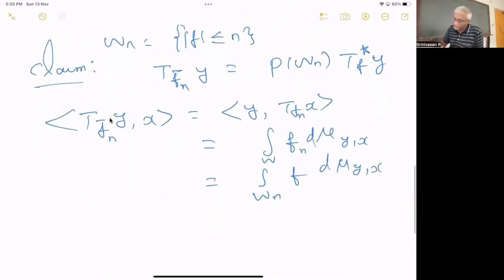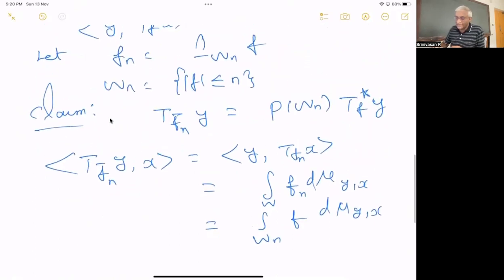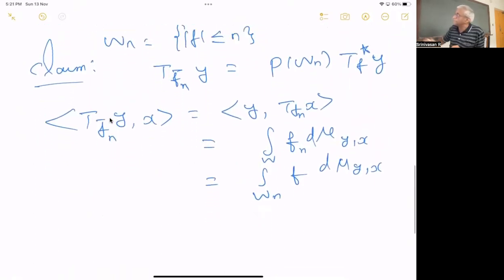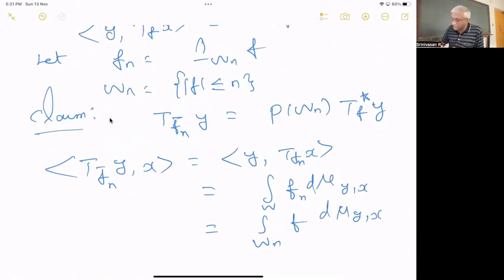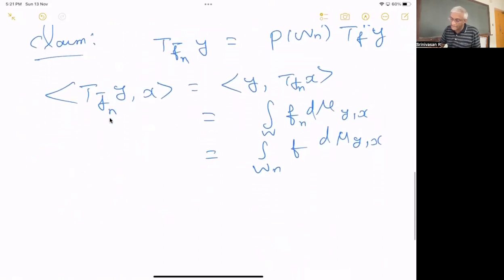This is my claim. I've just taken the omega n where it is bounded. I hope you remember what I have done. I took a y in the domain, so that y is in the domain of T F star. Then I'm taking F n to be f truncated with this omega n. So that is my claim. Let me verify the claim and come back to that.